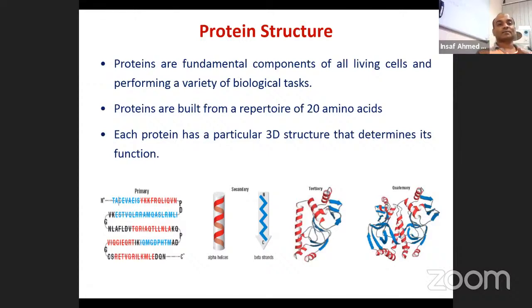Another thing, the secondary structure: if you want to get it in silico, you will get it by either JPred or PSIPRED.